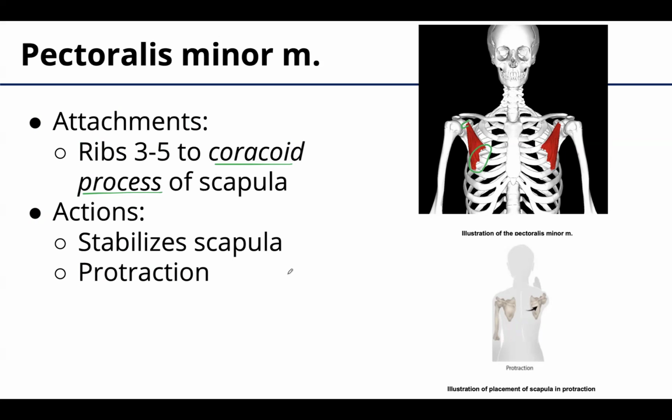And really, its major action, or its major function, is to stabilize the scapula in other types of movements, particularly movements with that full range of motion that happens with the shoulder joint. But forceful contraction of the pectoralis minor can play a role in terms of an action called protraction of the scapula, where you can kind of see the scapula is moving laterally.